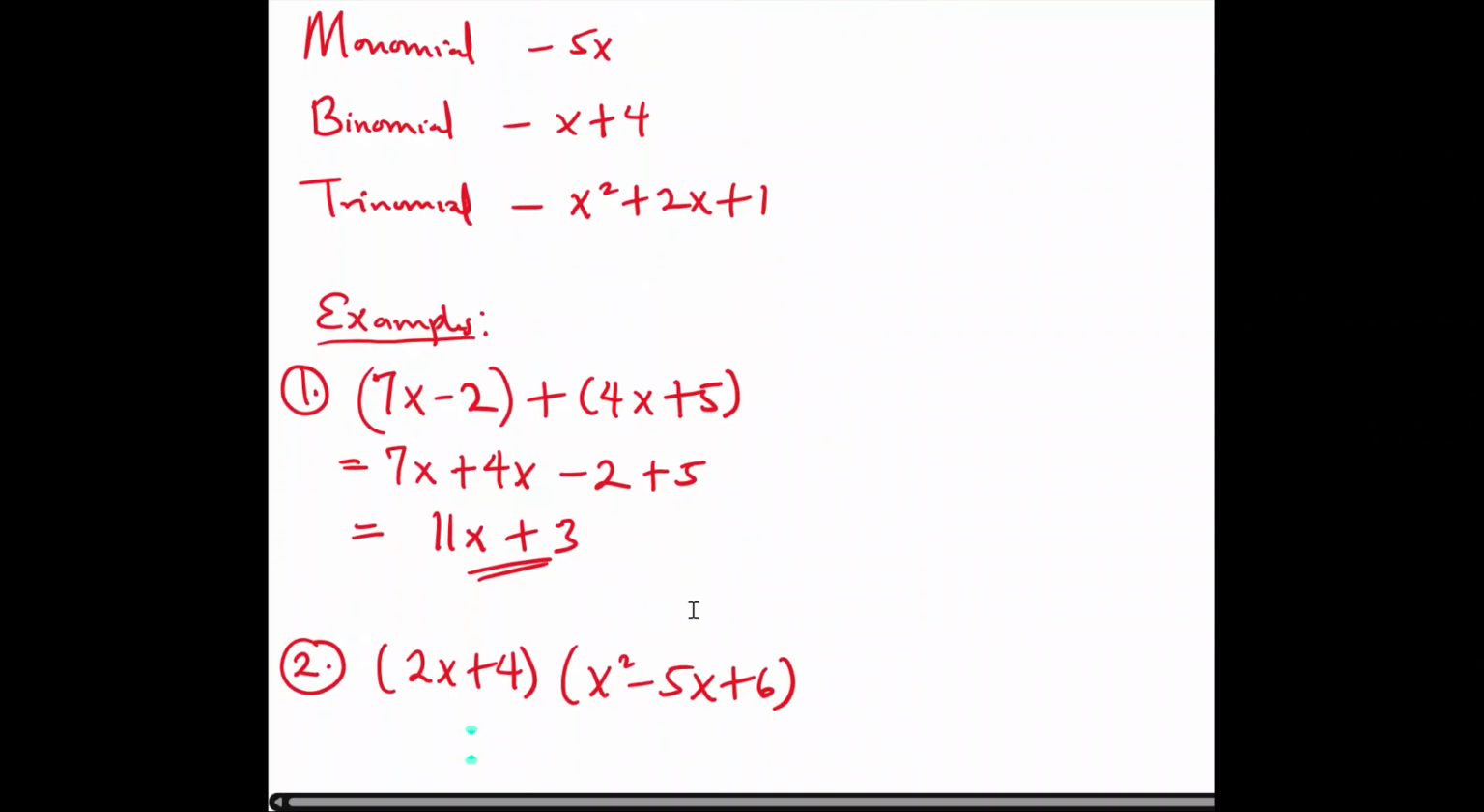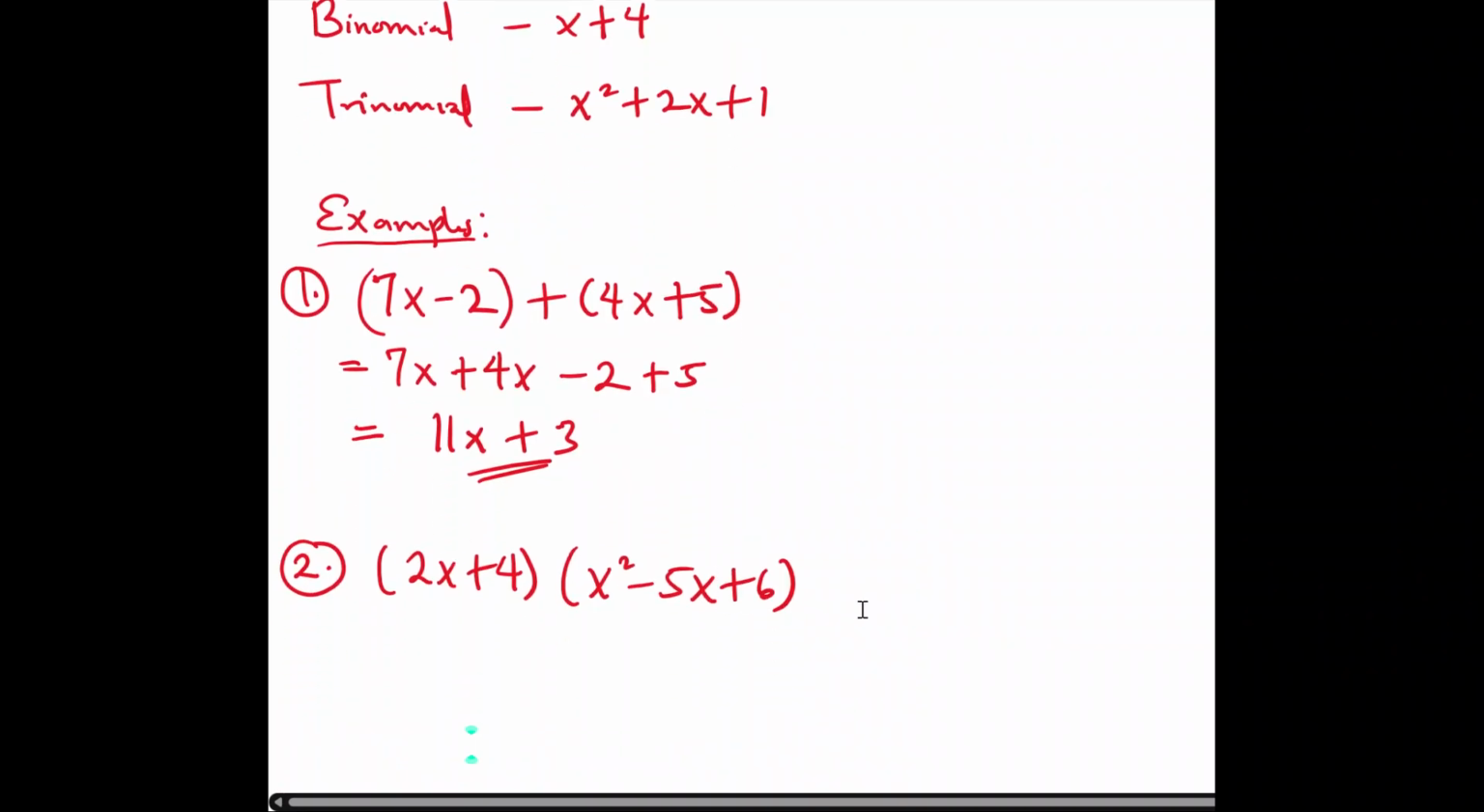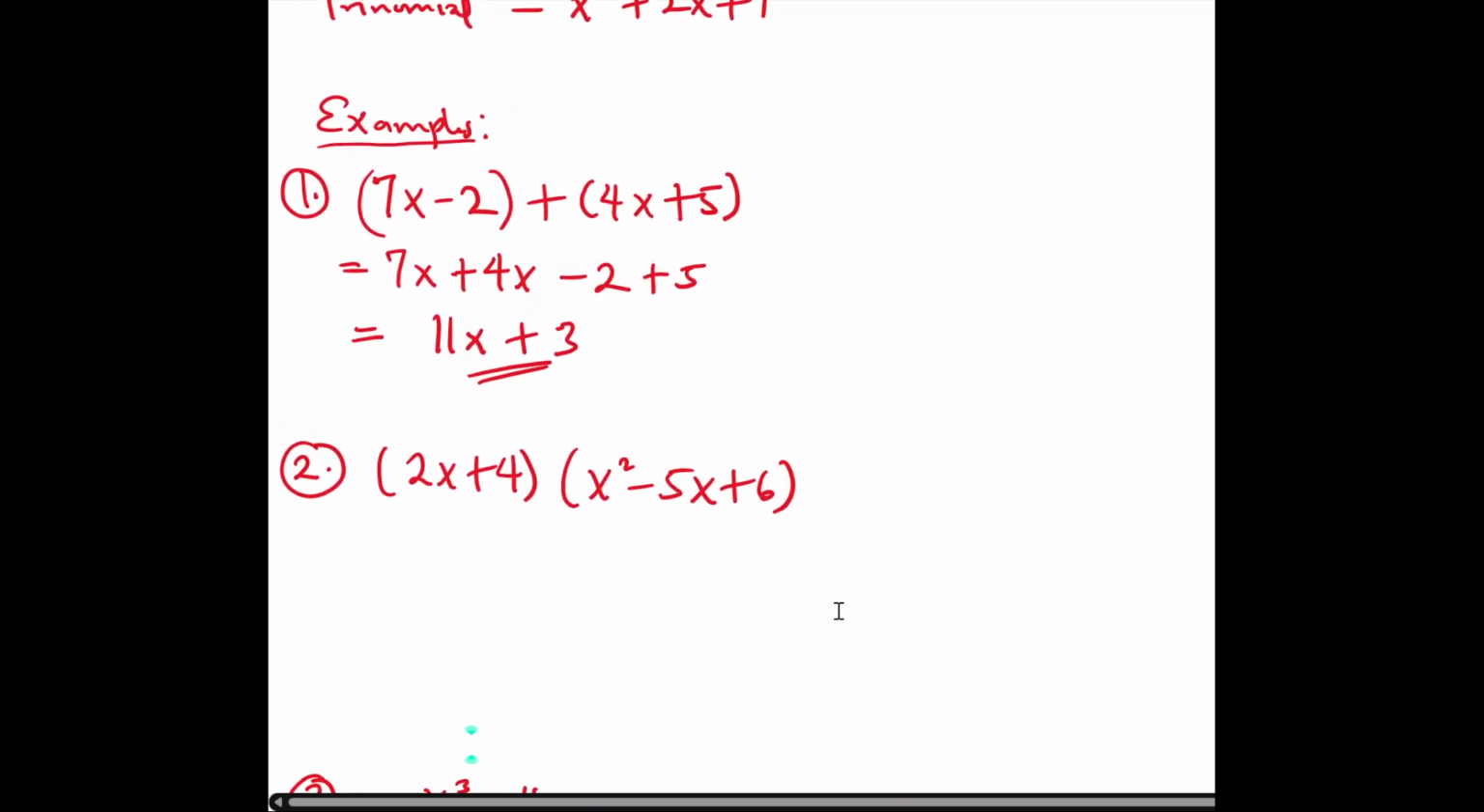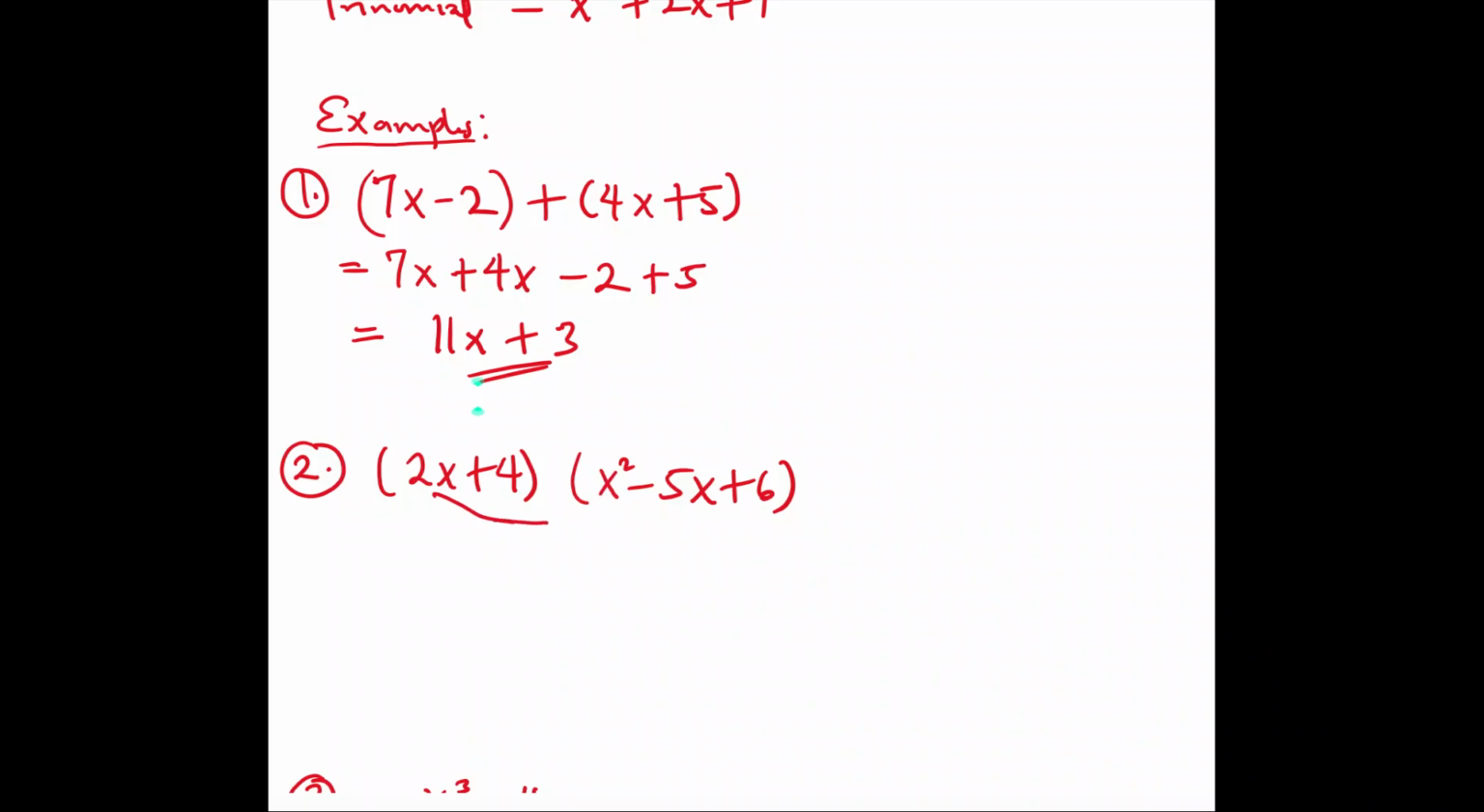And the next example is 2x plus 4 into x squared minus 5x plus 6. So for me, we can use 2x to multiply x squared, minus 5x, and plus 6. Okay, and then we can use plus 4 to multiply x squared minus 5x and plus 6. So now we're going to expand the bracket.